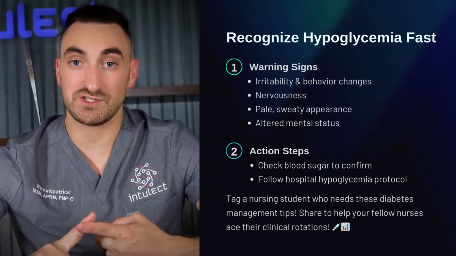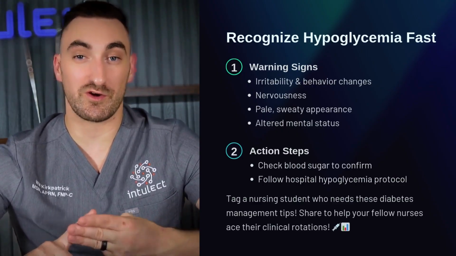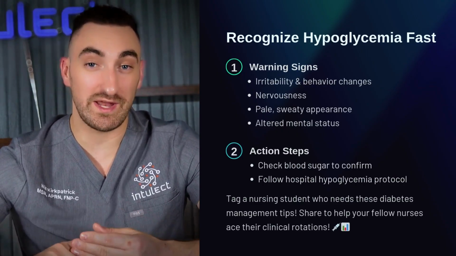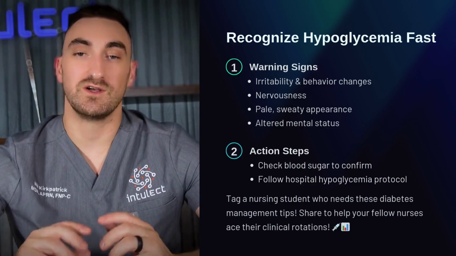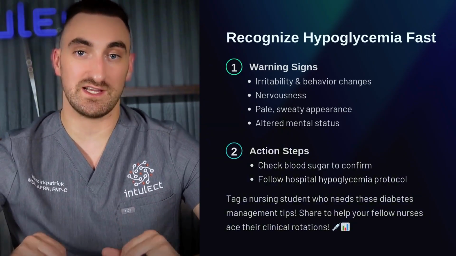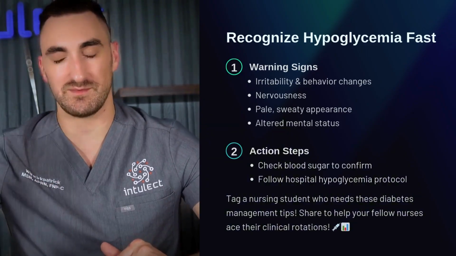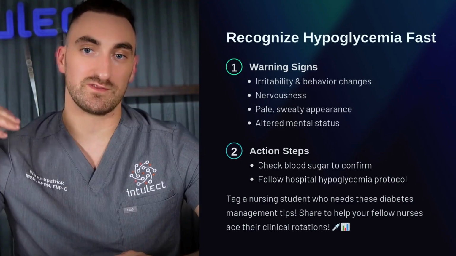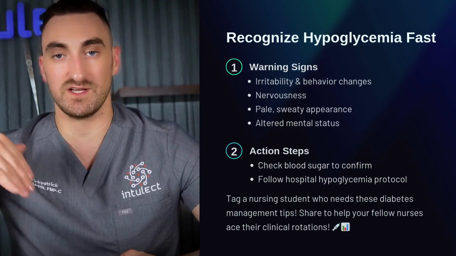So to really quickly go over the signs and symptoms of hypoglycemia, you're going to look out for irritation, change of behavior. They're going to look really nervous. They're going to look pale or sweaty, altered mental status. So all of those things, make sure you're checking their blood sugar. If there is any sort of those signs, make sure the first action is to check the blood sugar to confirm. And then of course, follow the hypoglycemic protocols of the hospital.